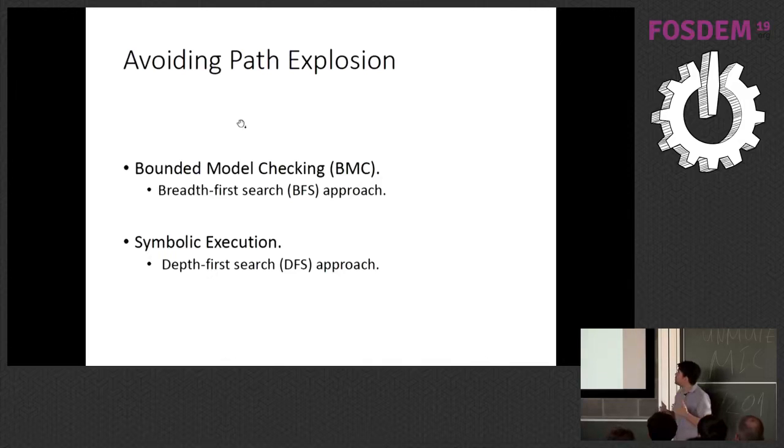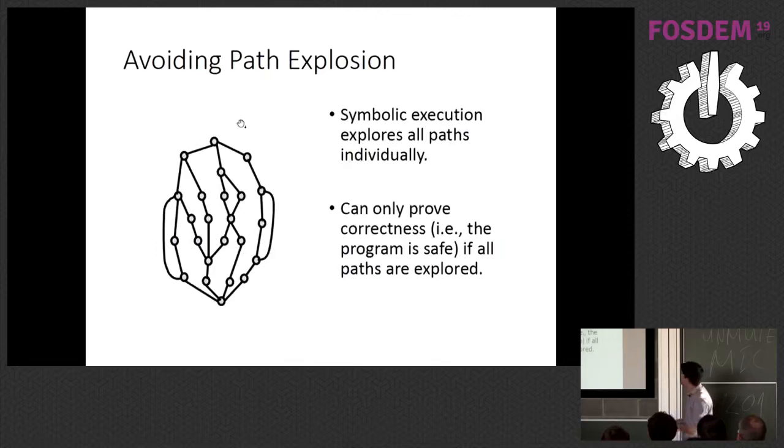So we have to come up with ways to try to avoid this explosion, this path explosion from exploring all the paths. There are two main techniques for exploring the state space: BMC and symbolic execution. I'm going to focus on symbolic execution because it's how the Clang static analyzer works. In symbolic execution, we have our state space, and we explore the paths individually, looking for property violations. So let's say we have one path there.